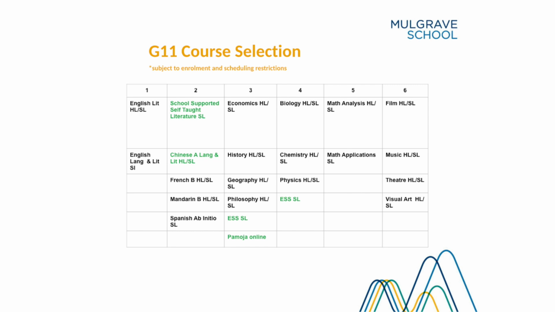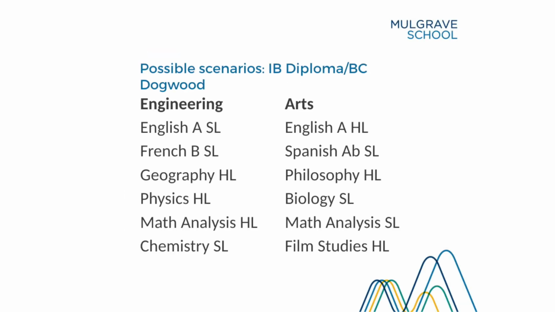It is not necessarily a given that a student will be able to take 2 from another group. So a couple of different scenarios that students might have. These come from some students who were completing the full diploma.